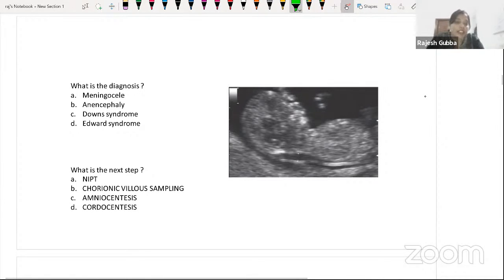So what is this image telling us? So this is the NT scan. Excellent, Vishal. NT scan.